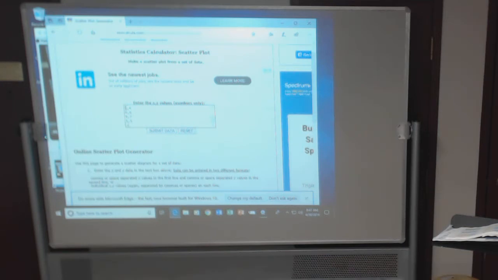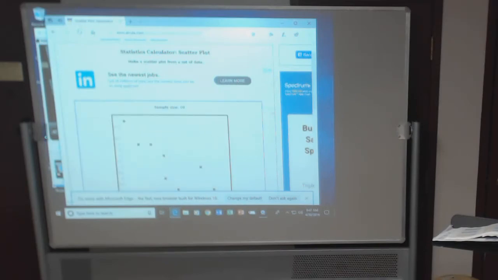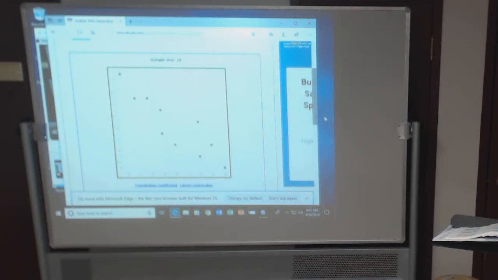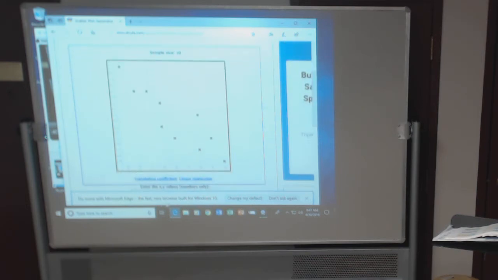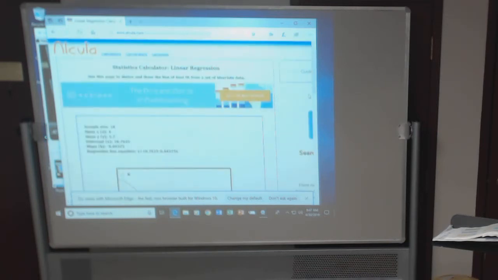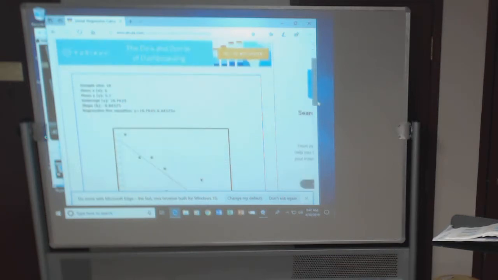3 and 8. 3, comma 8. Enter. And 2 and 10. 2, comma 10. Enter. That's it? So click submit the data. And there's my scatter plot. And then click linear regression. And there's the linear regression line and the equation, y equals 10.76 minus 0.84 times x.